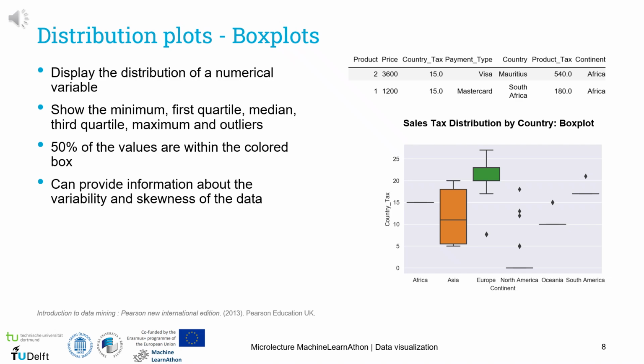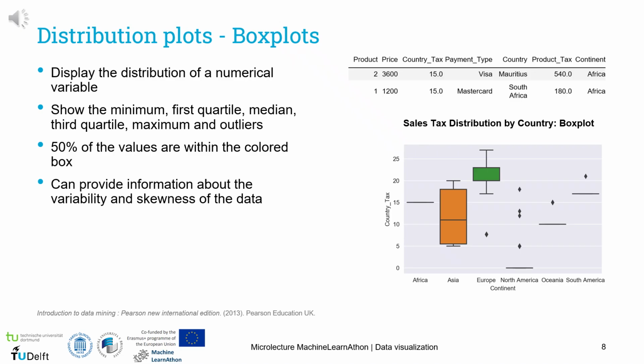So, for example, if you look at the graph of Asia, you can say that on average, the country tax in Asia is like 11, and that 50% of the country taxes in Asia are between 5.5 and 18, and that no country tax in Asia is below 5 or above 20.